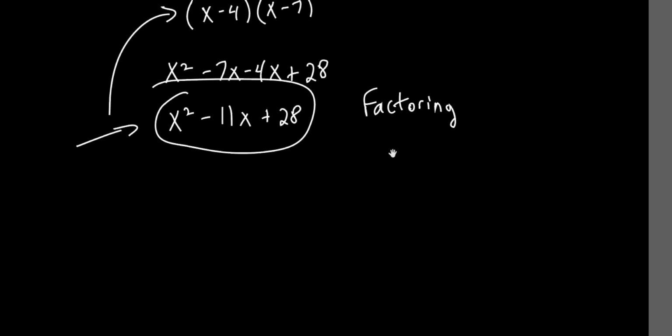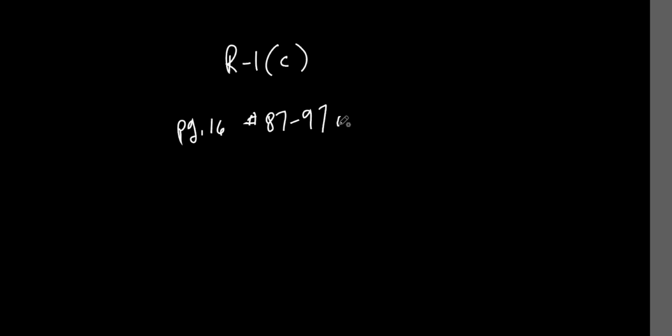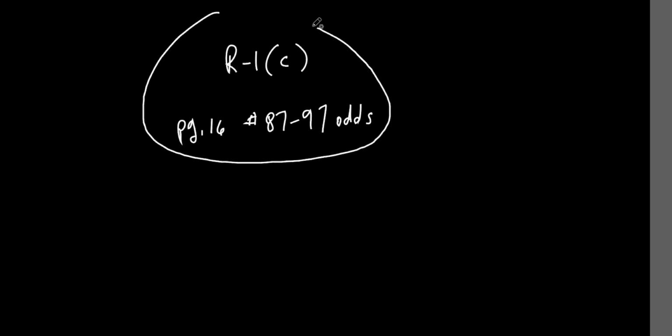You asked what the homework was. Did I write it down earlier? No, I'll write it down now. So we're going to call it C. It's the third homework that you've done with R1. And we're going to call it page 16, numbers 87 to 97. And against my better judgment, I'm only making you do the odds. I think I'm taking it a little easy on you, but there you go. Everybody got that? Okay, that's due tomorrow, so get it done tonight.